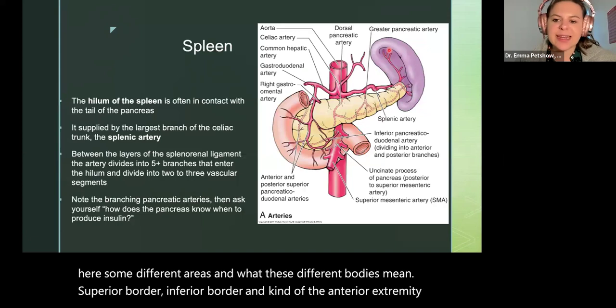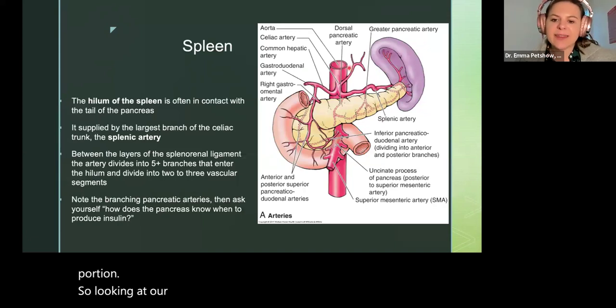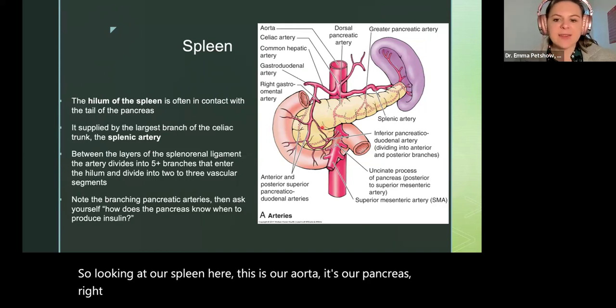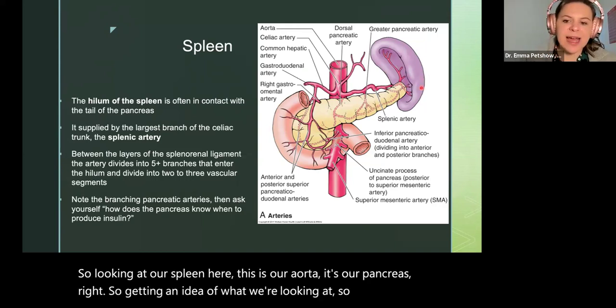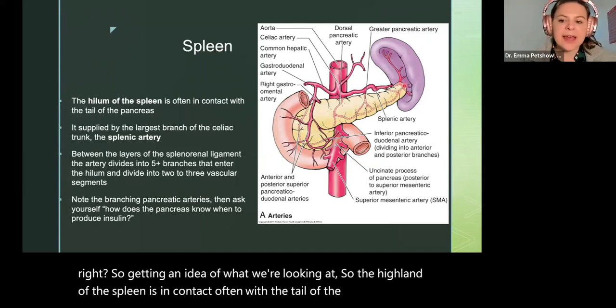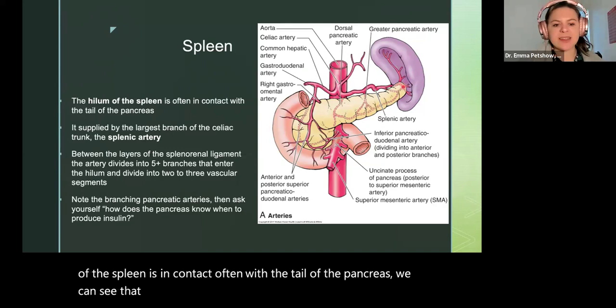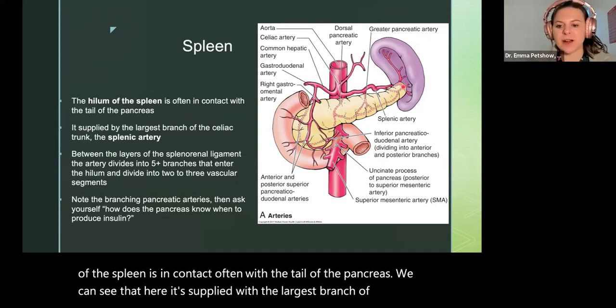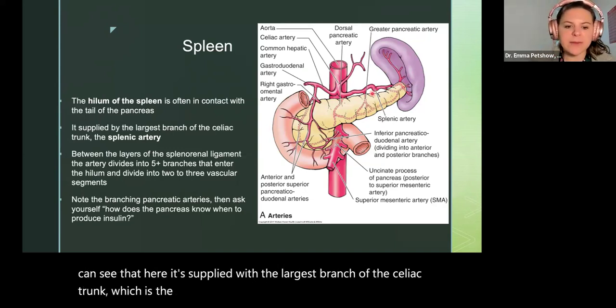So looking at our spleen here, this is our aorta, this is our pancreas, right? So getting an idea of what we're looking at. The hilum of the spleen is often in contact with the tail of the pancreas. We can see that here. It's supplied by the largest branch of the celiac trunk, which is the splenic artery. It's a great board's question.